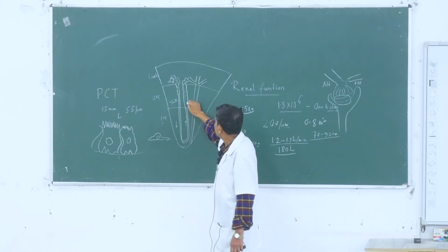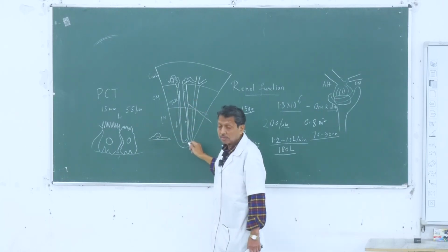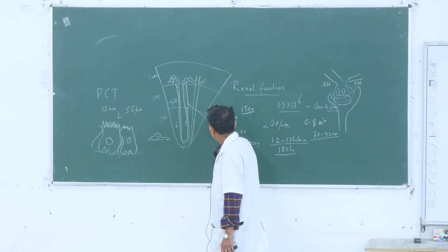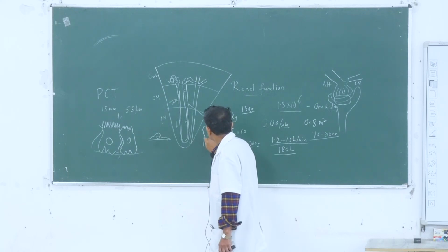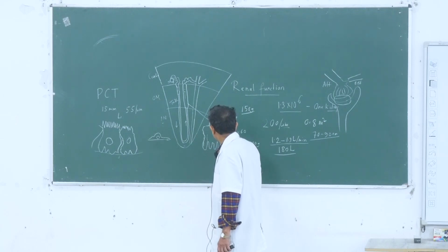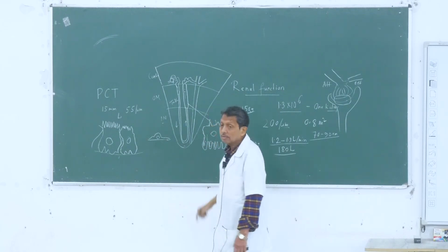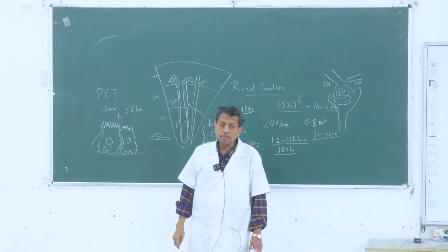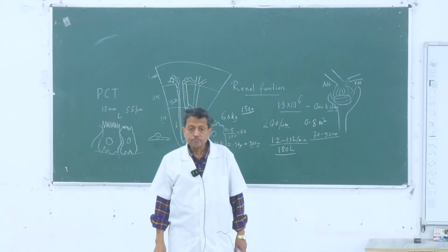In this case there are some interdigitations, and the cells have a few macrophyllae. The basal part is interdigitated, and they bear numerous mitochondria and nuclei. This is the thick ascending limb of the loop of Henle.